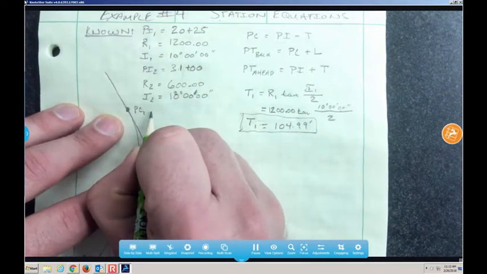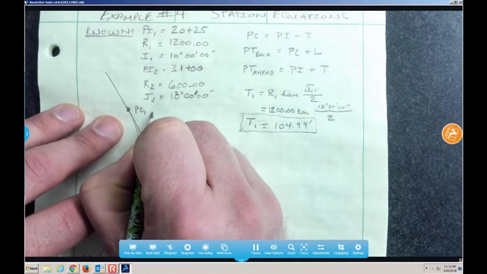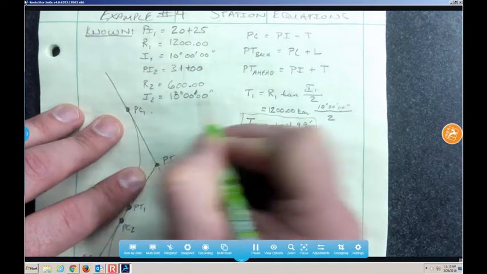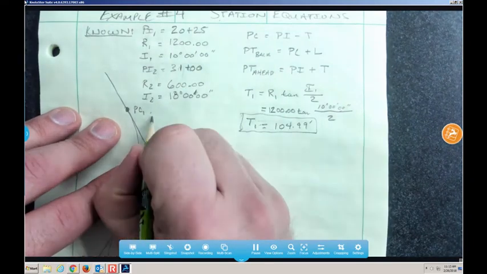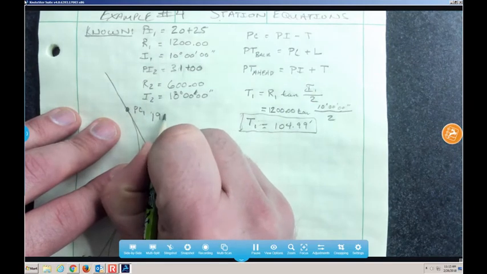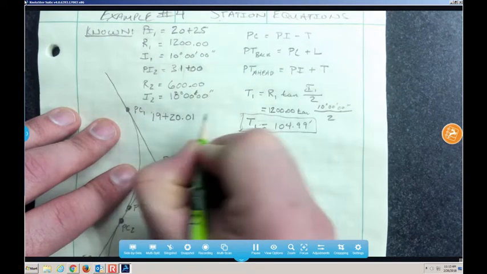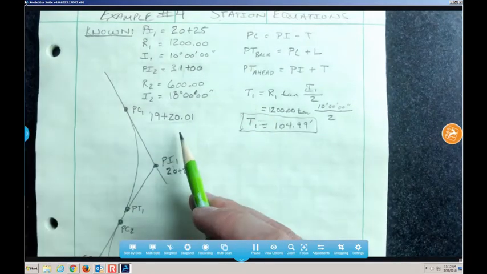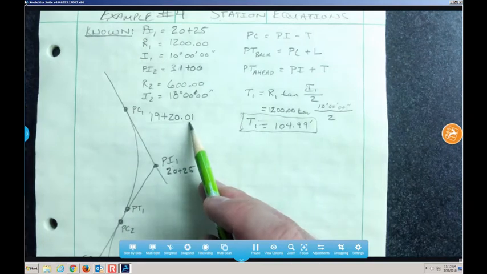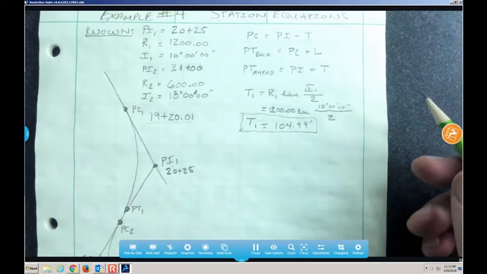Anybody have it? 1920. Or is this got to be the plus? It's a station. 19 plus 20.01. Okay, so our PC station is 19 plus 20.01. And that was based off of this. Okay?